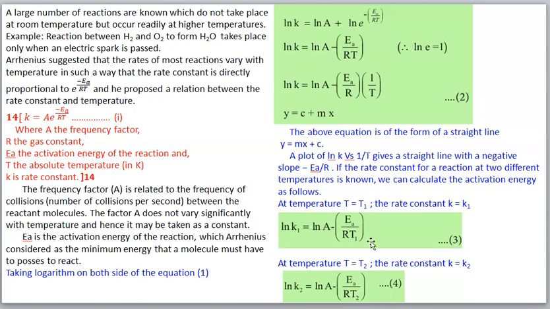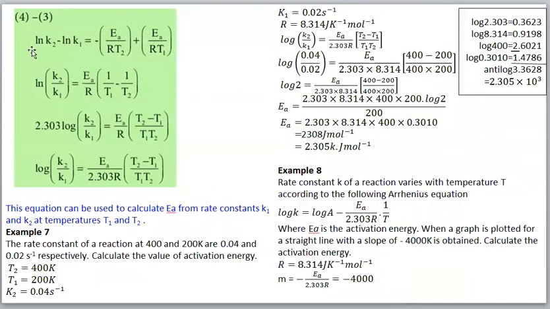Now equation 4 minus equation 3 gives this equation minus this one. We will get ln K2 minus ln K1 equal to ln A, and ln A cancel. Then minus Ea by RT2, then minus, here also minus, so it becomes plus Ea by RT1. That is what this one. So ln K2 minus ln K1 equals minus Ea by RT2 plus Ea by RT1. Now you see, log m minus log n is equal to log m by n. So we can write it in the division form like this.